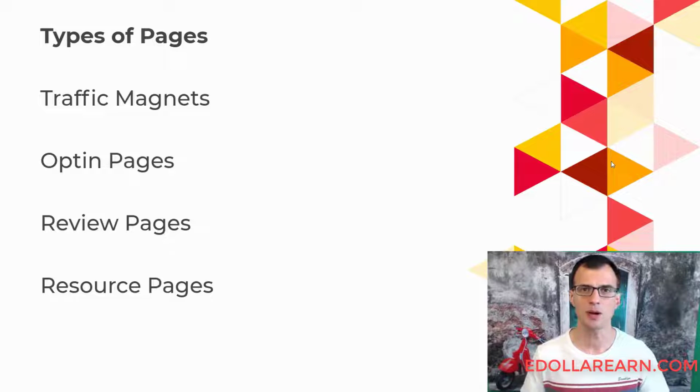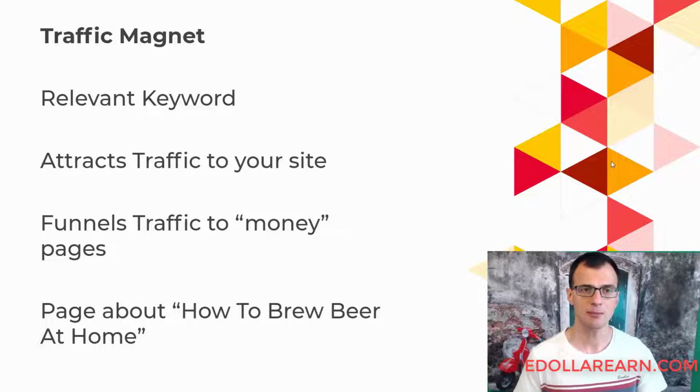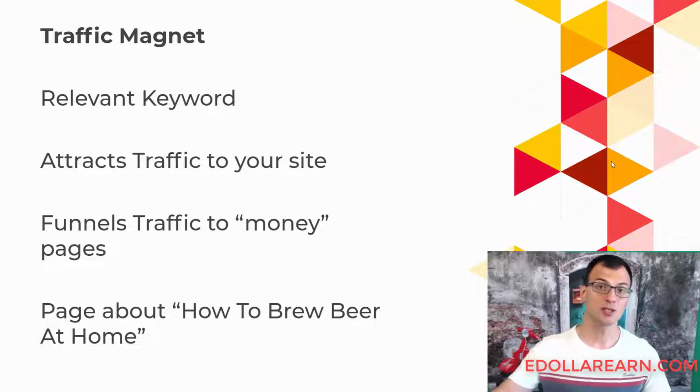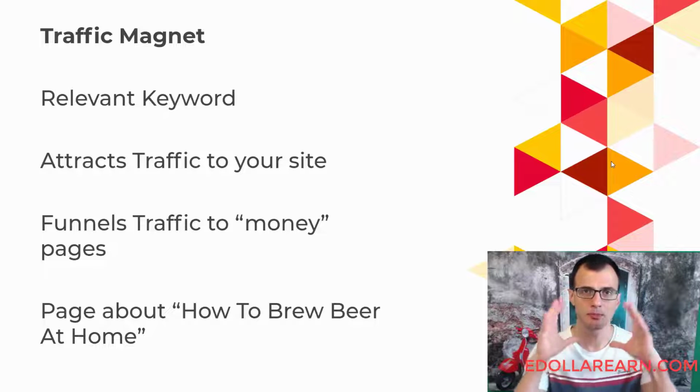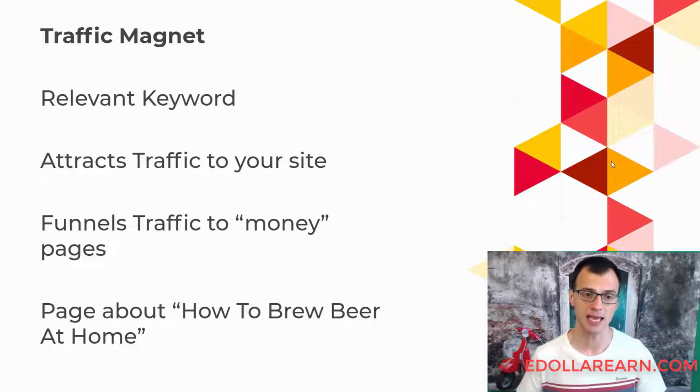So let's go through them one by one so that in future videos when I make reference to various pages, you've got a good understanding of what I am referring to. The first type of page is a traffic magnet page, and that is a page about a relevant keyword, typically a high search volume keyword that attracts traffic to your website. The role of this page is to get traffic from search engines, and it's not the role of a traffic magnet page to convert that traffic into sales, right? That page is going to be funneling the traffic to your money pages, the pages that actually make you the money.